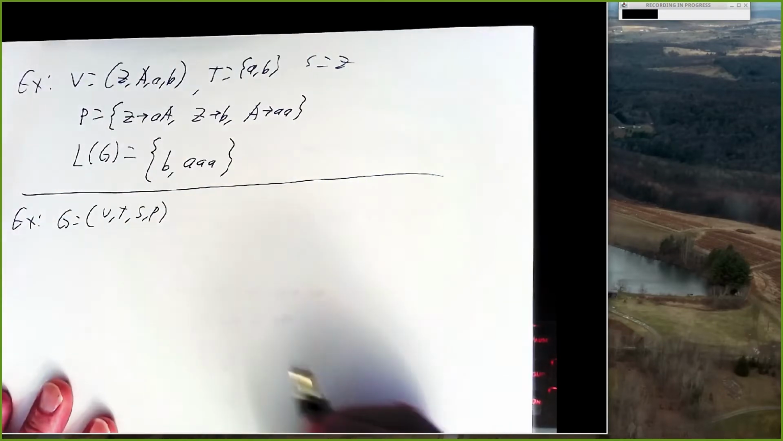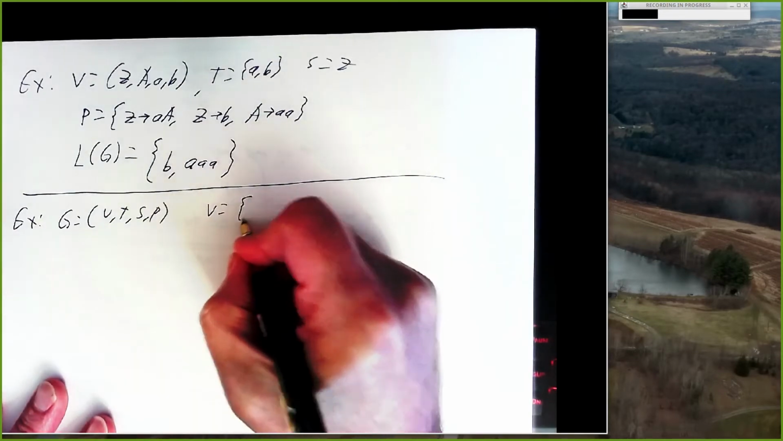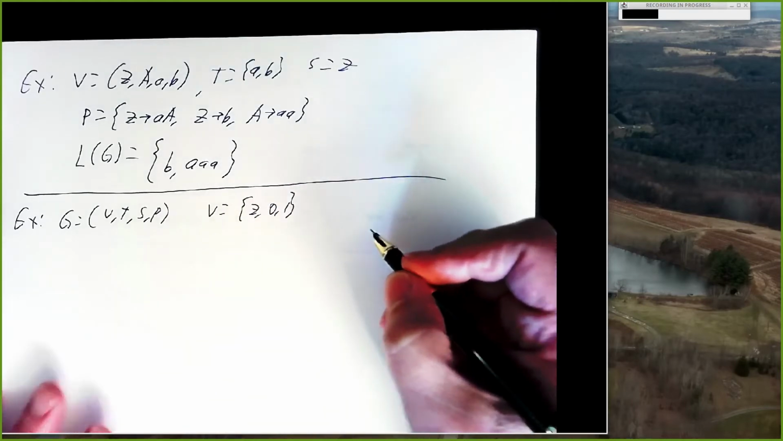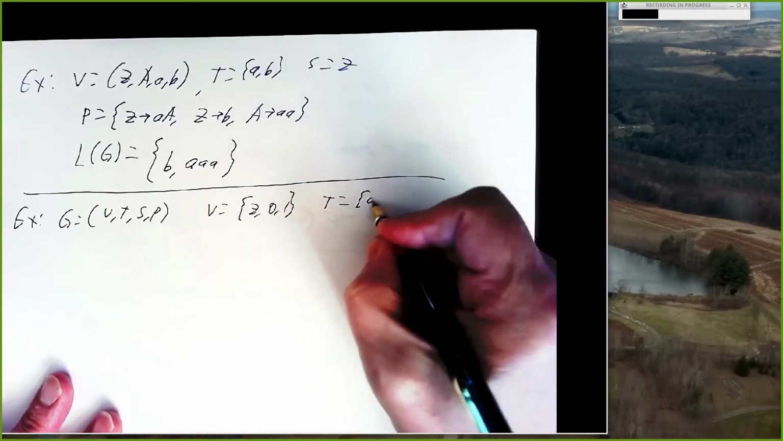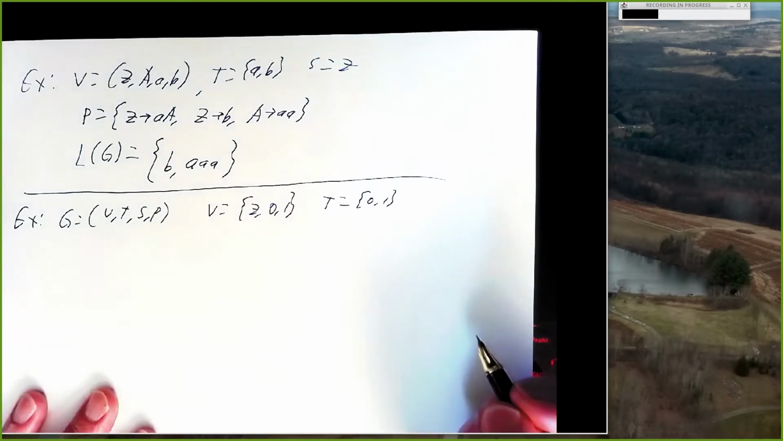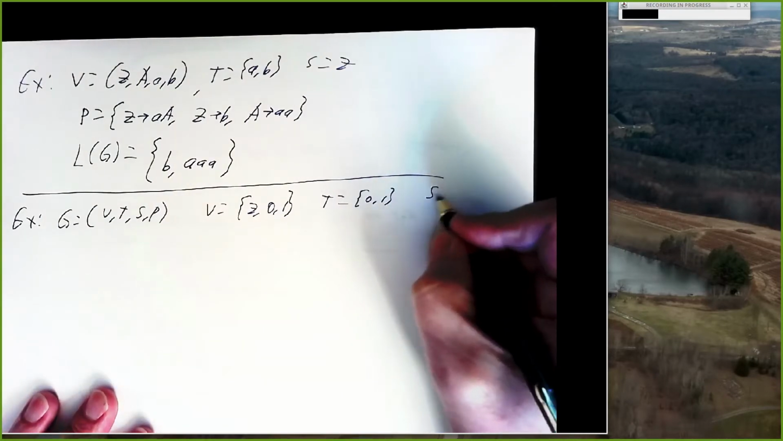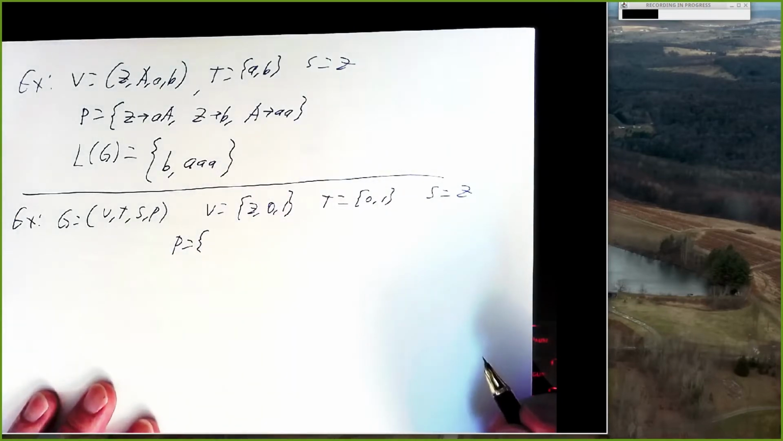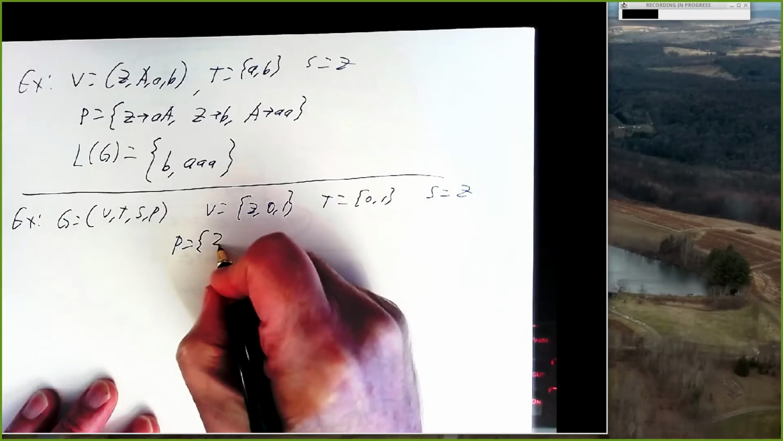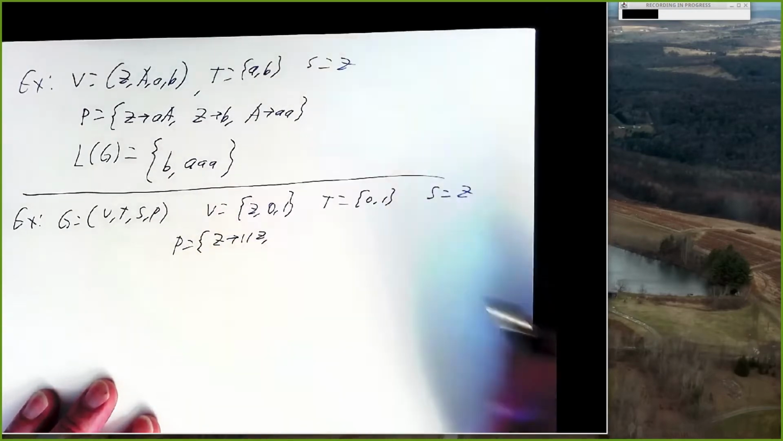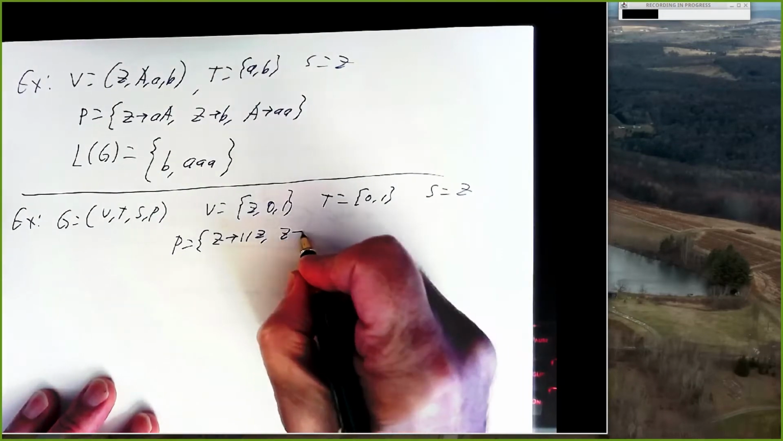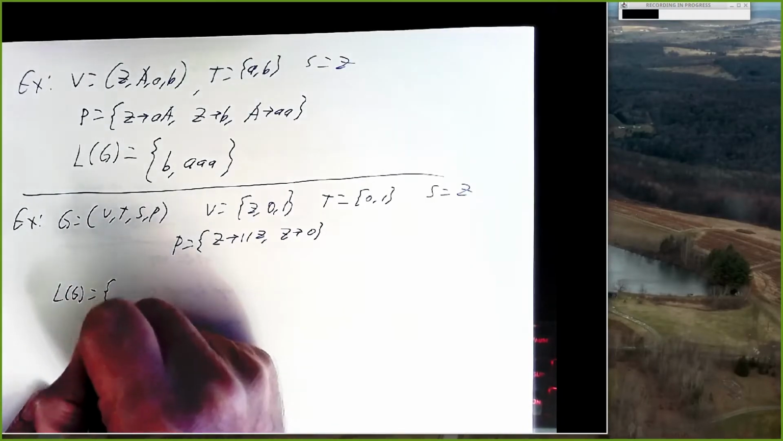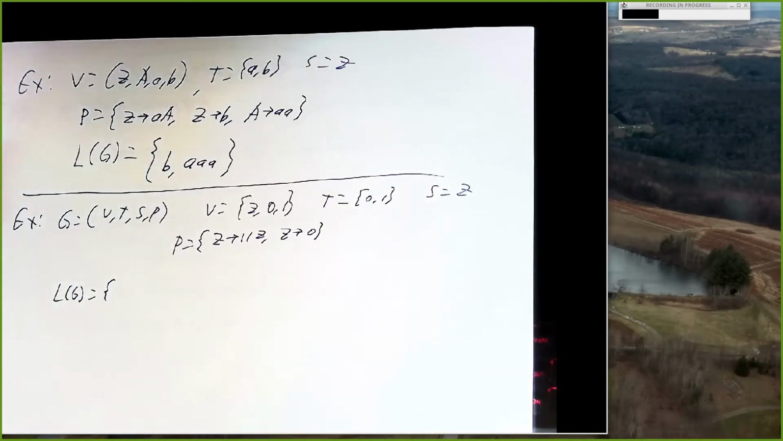So let's look at a different example. Our vocabulary is going to be a start symbol Z, a 0, and a 1. Our terminal symbols will be a 0 and a 1. Our start symbol will be Z, and our production rules will be the following. Z can go to a 1, 1 followed by a Z, or Z can go to a 0. So let's find some words in our language.